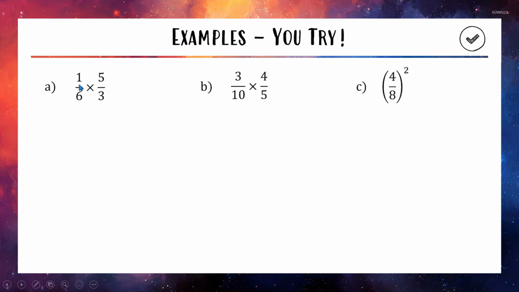Okay, for the first one, on the top we're going to do 1 times 5, which is 5. And on the denominator, we're going to do 6 times 3, which is 18. And there's our answer, 5 out of 18. For question B, we're going to do the same thing.